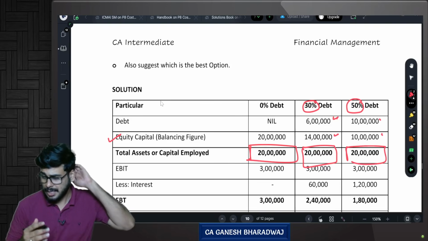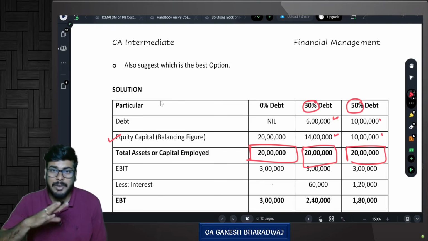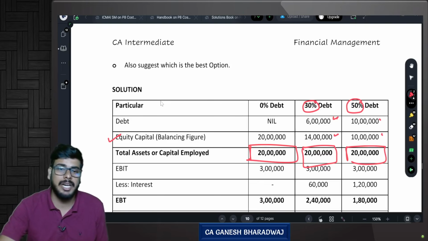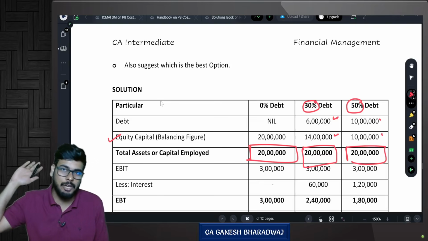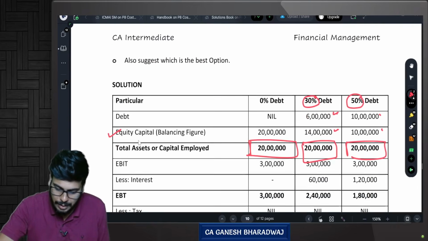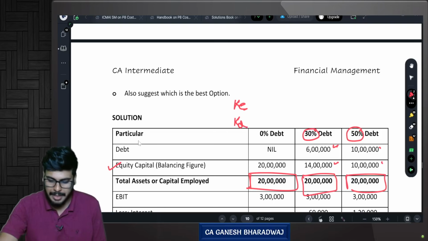The question is, now they have also given some changes and a few other things. With this, we should say which is the best alternative. The best alternative is the one that has the least KO and the highest value of the firm, correct? But look at what they are saying here, KE, KD, right?